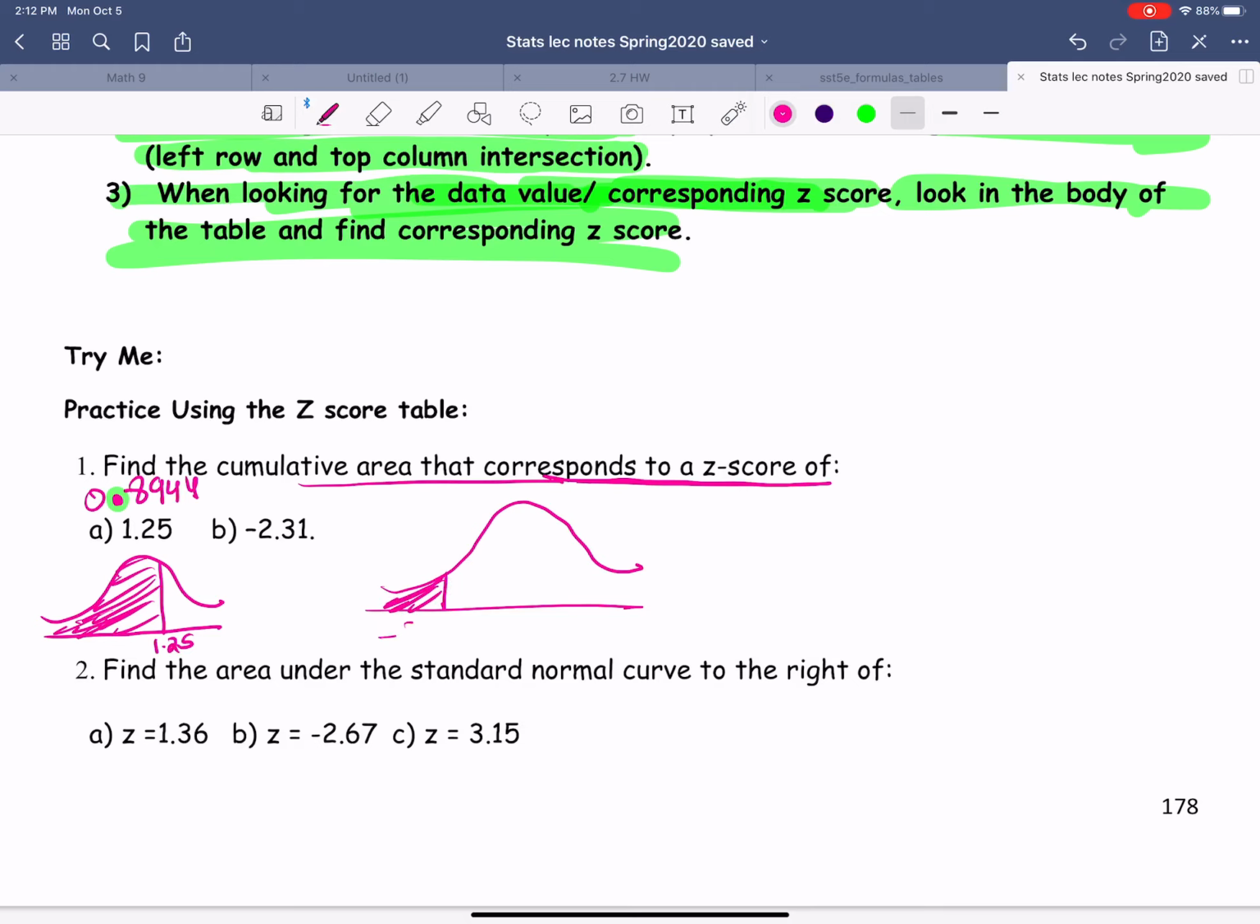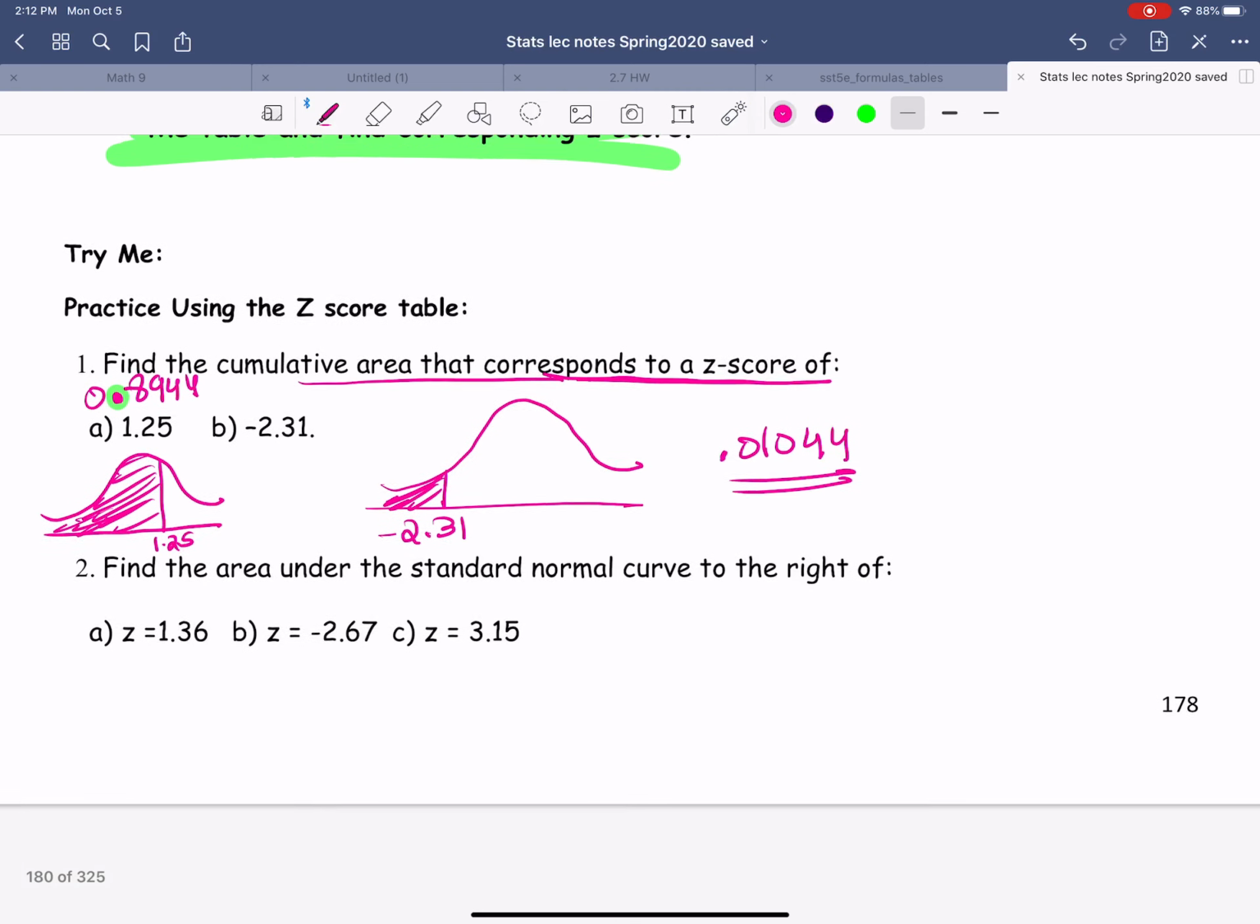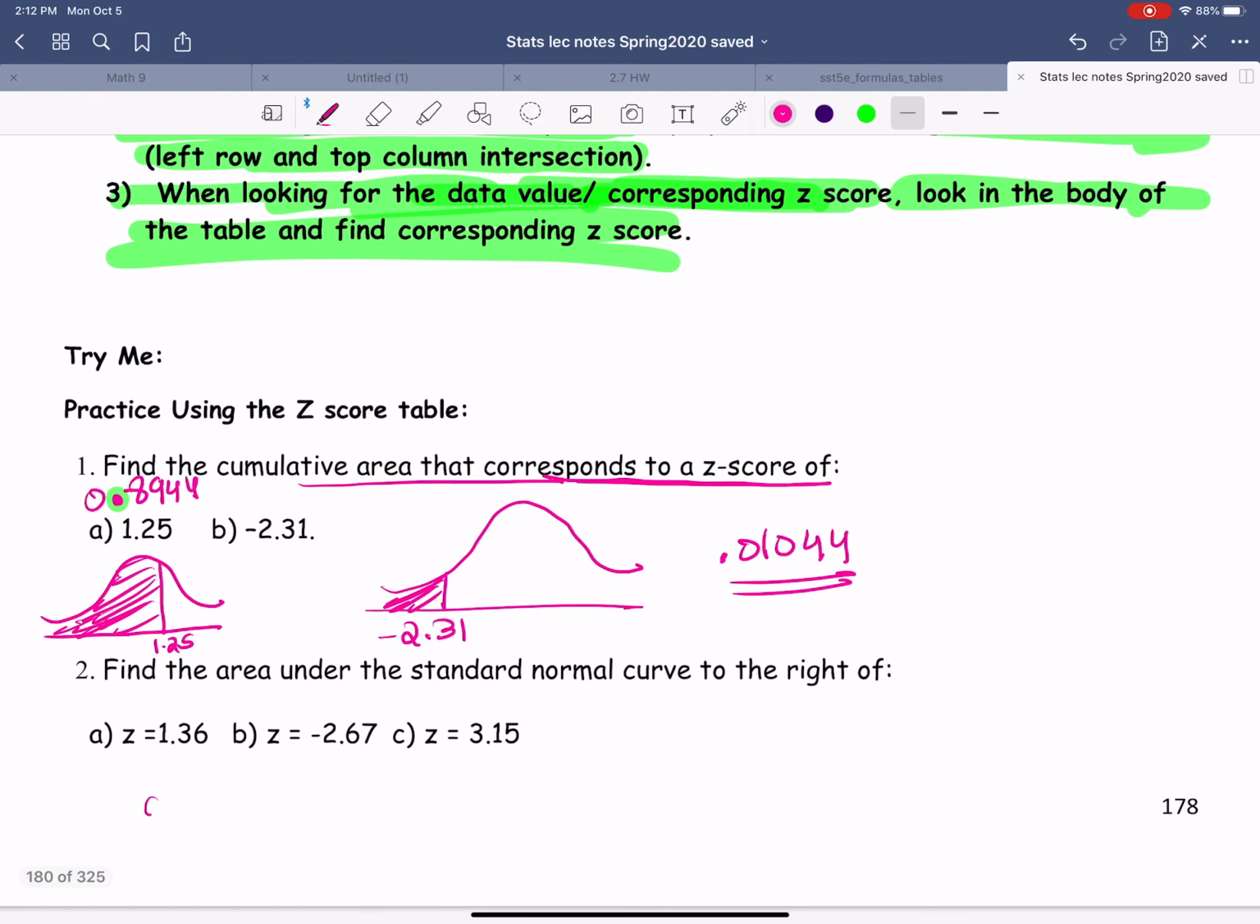Okay, for the next part B, you're looking for area to the left of negative 2.31. I think negative 2.31 is somewhere here, just my estimate. And if you read the table, it is going to be 0.01044. Now for the second one, we're looking for area to the right. For part A, we want area to the right of 1.36. So first go ahead and draw 1.36. We know 0 is in the middle, and then we have 1 standard deviation. 1.36, and we want area to the right of it.